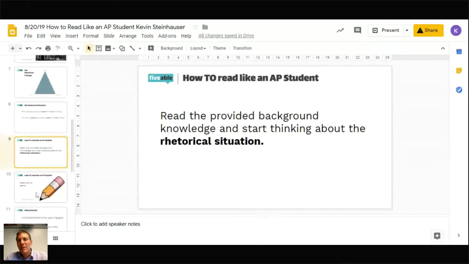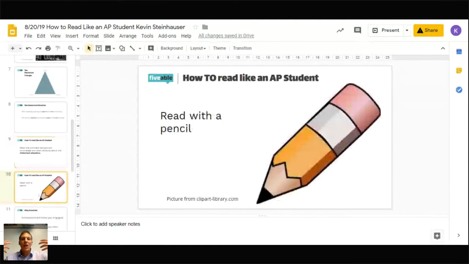All right, now let's talk practically about why it's important to read with a pencil. I say this all the time in my classes. I call it annotating because that's what it is.